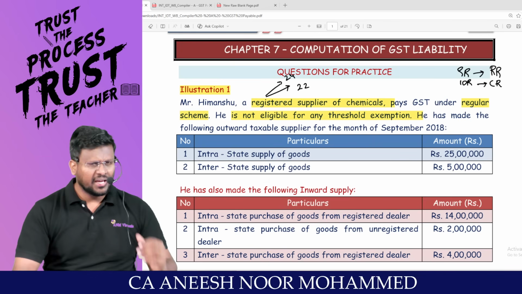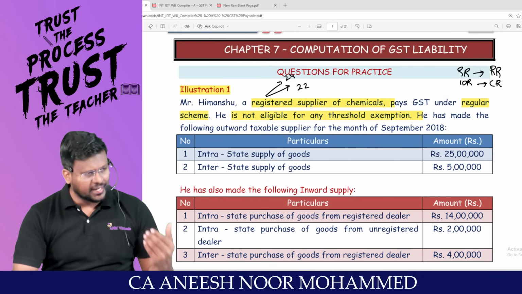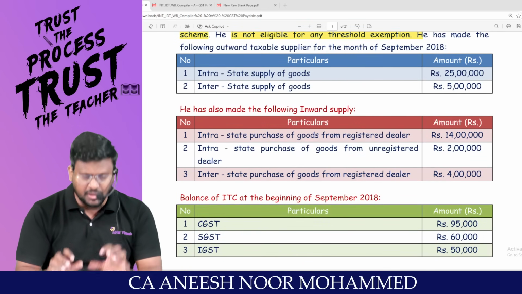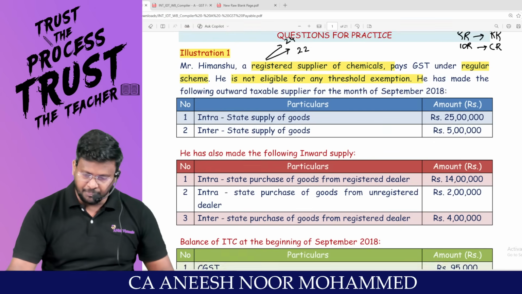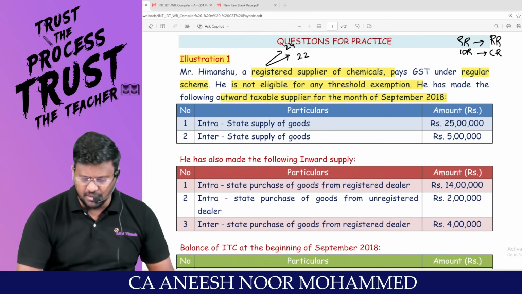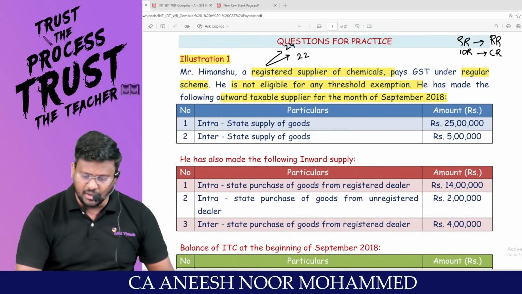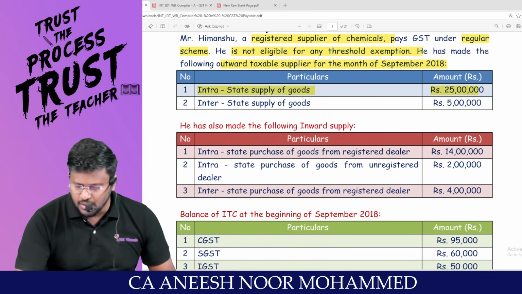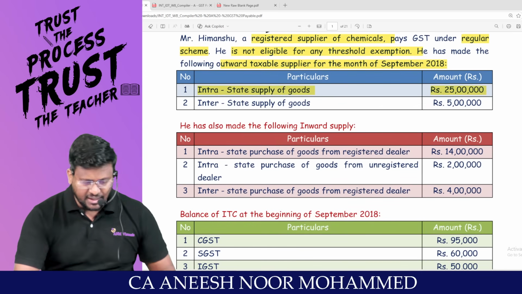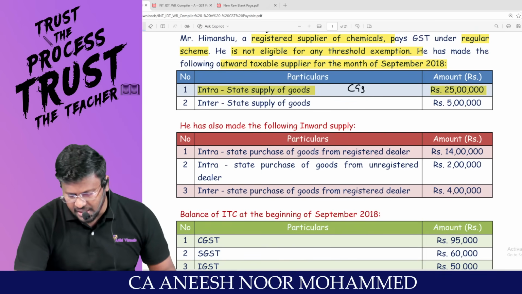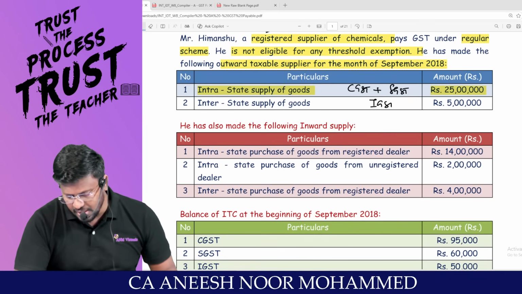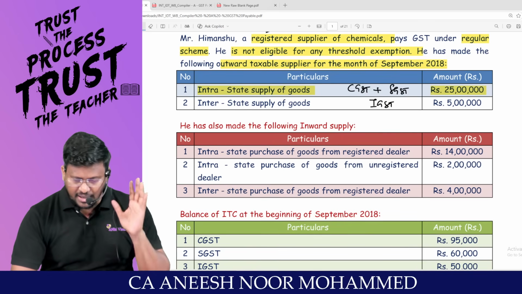In the sense that he has crossed the threshold exemption of 10 lakh or 20 lakh or 40 lakh as the case may be. That means whatever amount has been given here will be fully taxable. He has made the following outward taxable supply for the month of September 2018. Intra-state supply of goods, 25 lakhs. For this 25 lakh, since the supply is intra-state, you are supposed to collect CGST and SGST. Interstate supply of goods, 5 lakh. Since the supply is interstate, you are supposed to collect IGST.